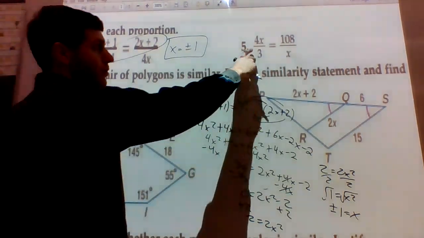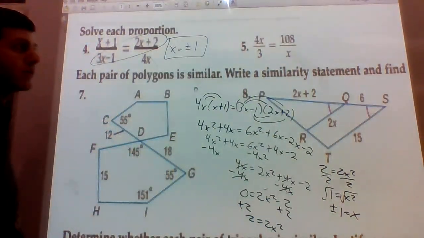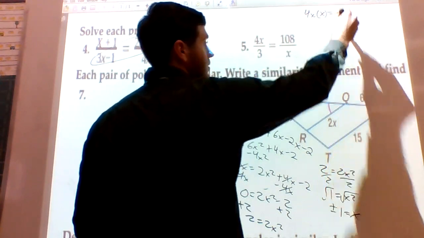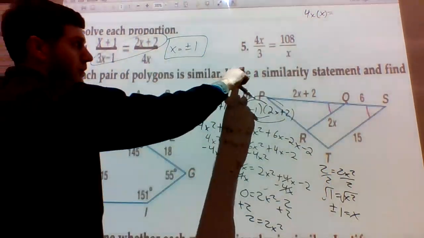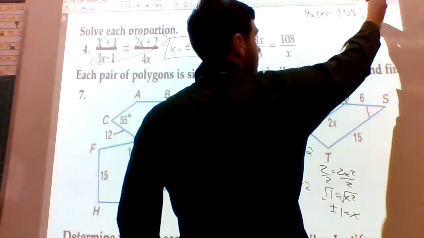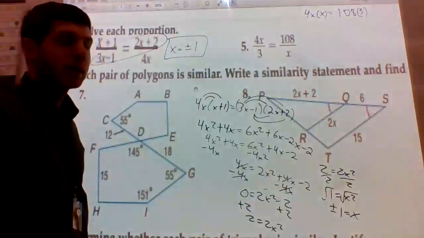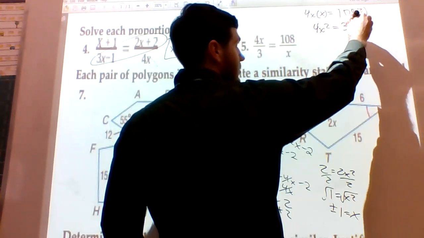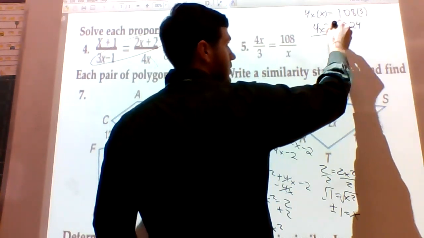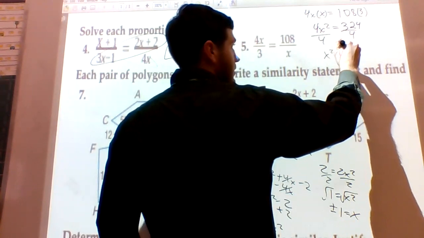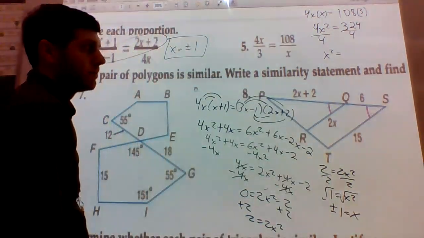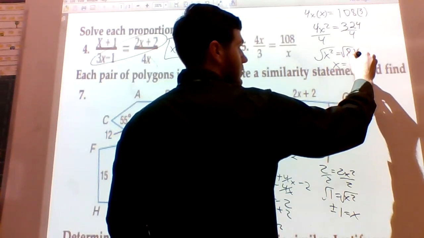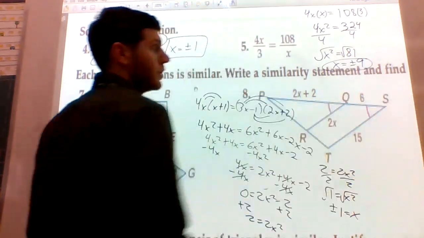Next one, so 4x over 3 and 108 over x. Again, cross multiply. 4x times x, and then we have 108 times 3. And 4x times x is going to be 4x squared, and we get 324. Divide both sides by 4. X squared is 81. Take the square root of both sides. We get x is plus or minus 9.